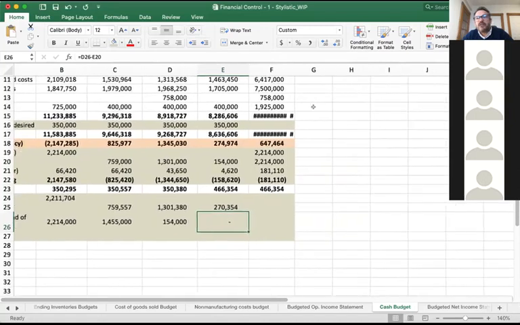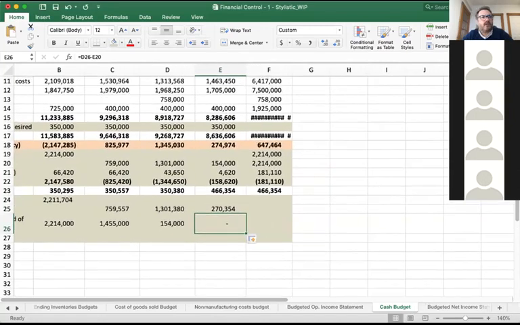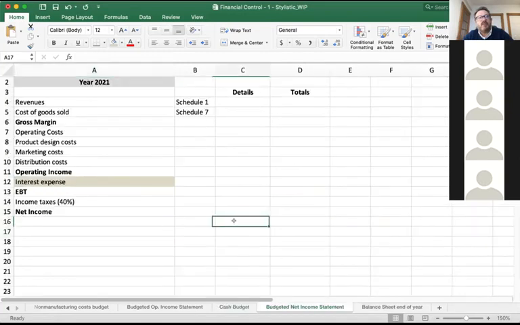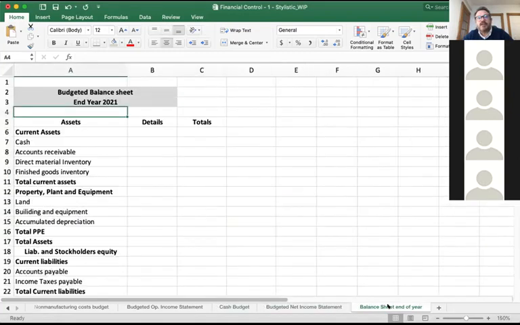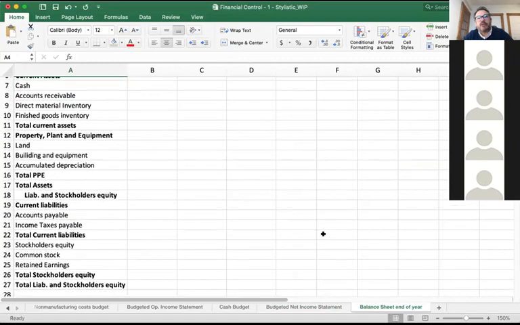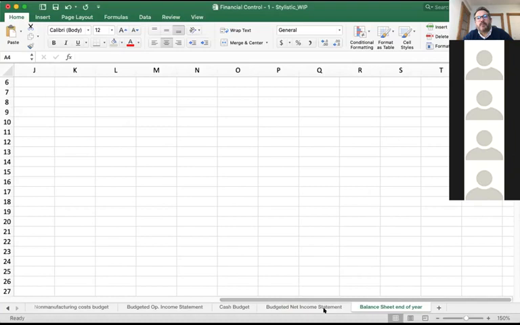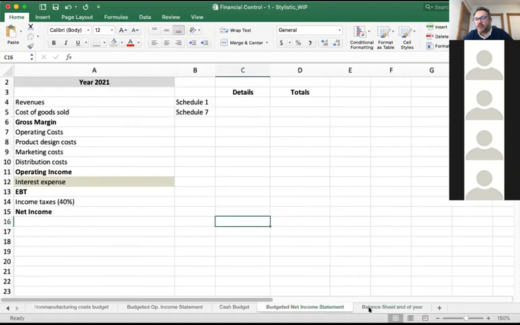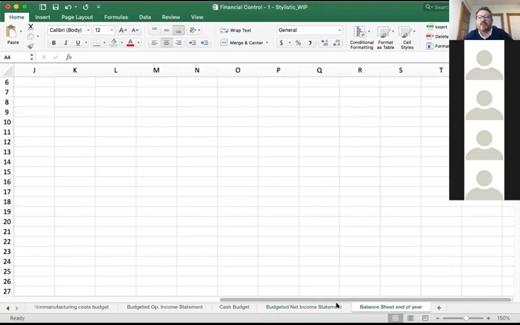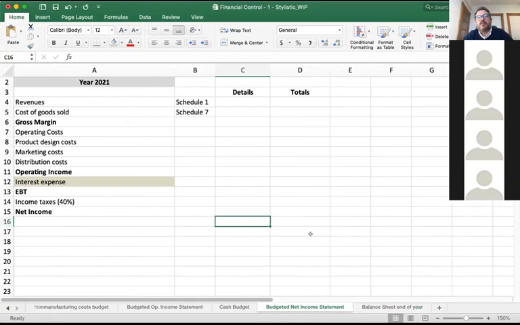So, we are not totally finished with the case. We need to do the budgeted net income statement, which is quite fast, and the balance sheet. Maybe you can try to work on these two documents for tomorrow, okay? And I will share the solution directly with you when we begin. We're going to take maybe half an hour to finish the case, okay? So maybe it will be helpful if you try to do it by yourself first, okay? So it's helpful for you as well.